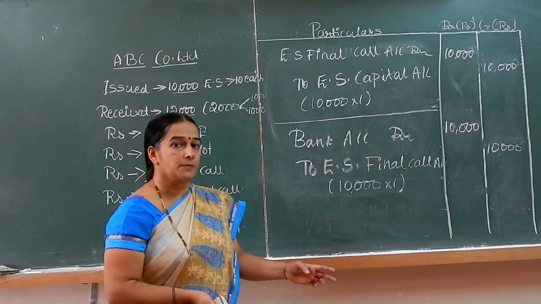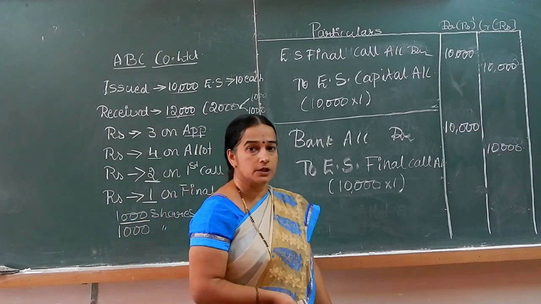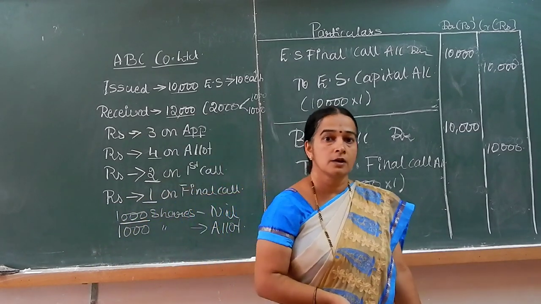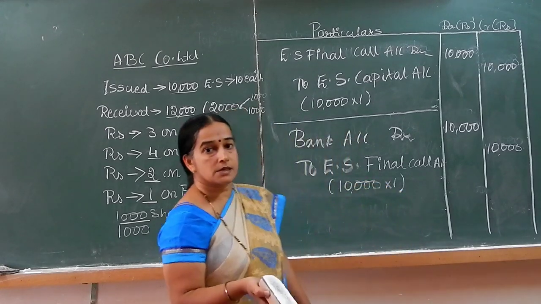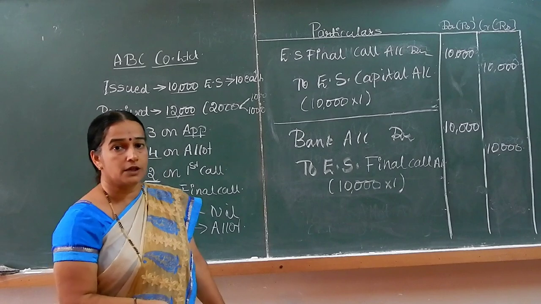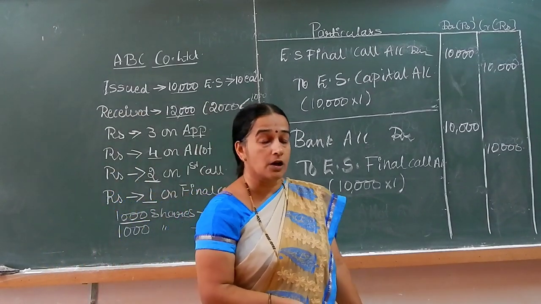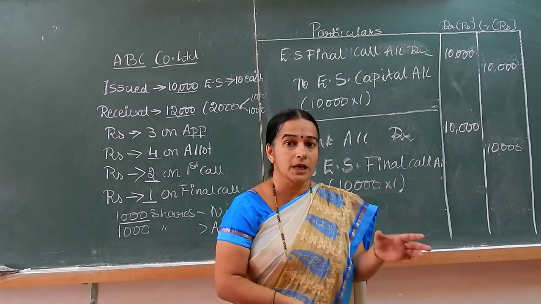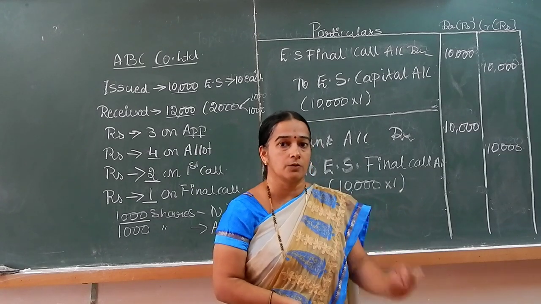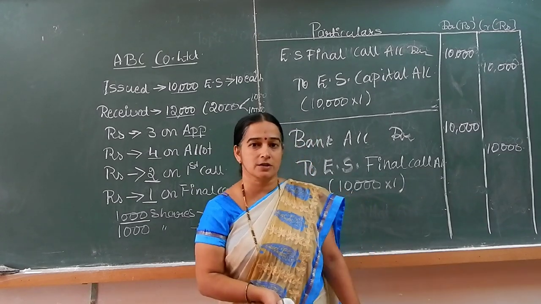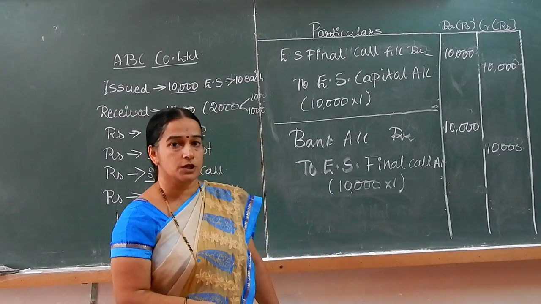So two extra entries. What is the entry for returning the application money? That is equity share application account debtor to bank account. And for adjusting the application money towards the allotment, that is equity share application account debtor to equity share allotment account. Why is equity share allotment credited? Because the application money is transferred from the application account to the allotment account. So these are the two extra entries to be passed if there is oversubscription of shares.